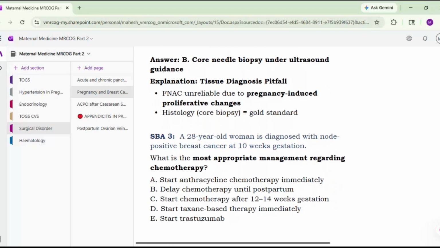Next. A 28-year-old woman is diagnosed with node positive breast cancer at 10 weeks gestation. What is the most appropriate management regarding chemotherapy? A. Start anthracycline chemotherapy immediately. B. Delay the chemotherapy until postpartum. C. Start chemotherapy after 12 to 14 weeks. D. Start taxane-based therapy immediately. E. Start trastuzumab. It is C, to start the chemotherapy after 12 to 14 weeks of gestation.